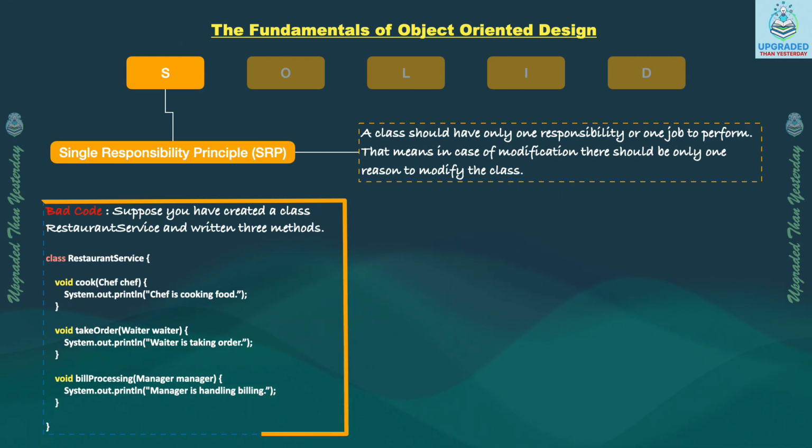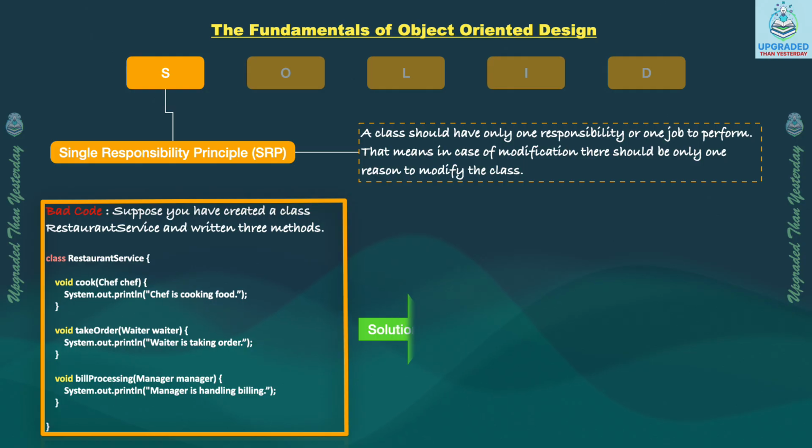The RestaurantService class will be modified in case the cooking process is changed, or the order taking process is changed, or the billing system is changed. That means the class has multiple reasons to get modified, and which is violating the single responsibility principle.